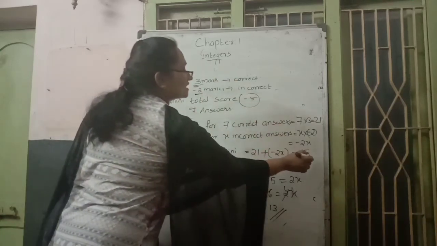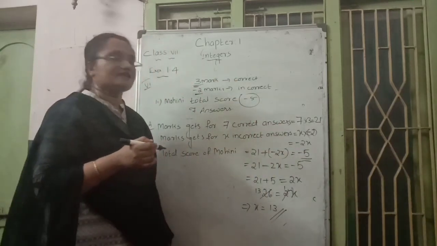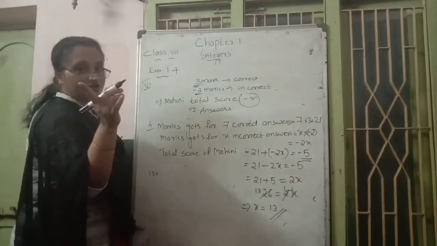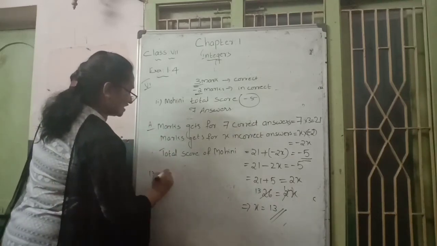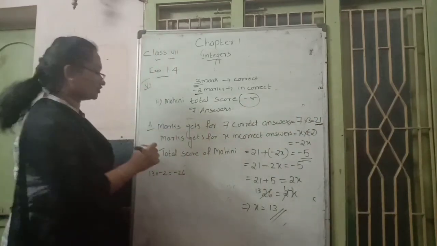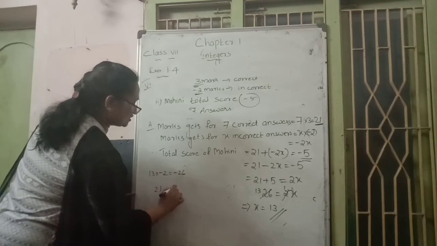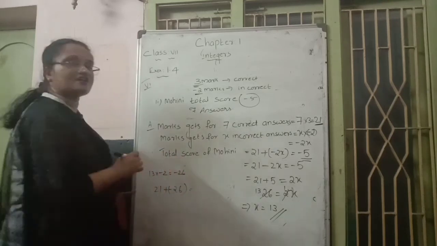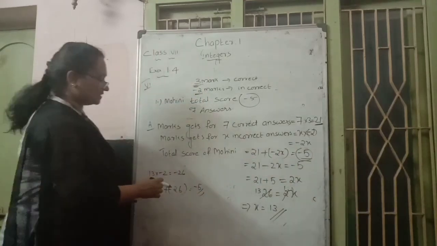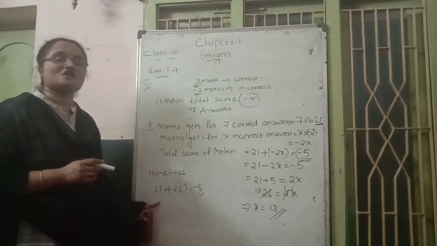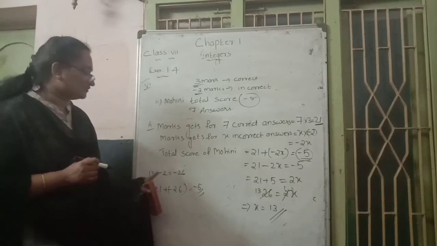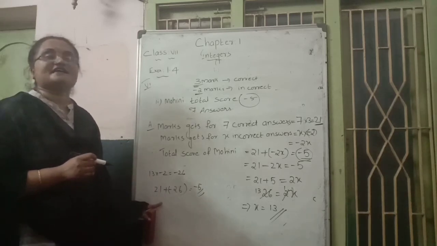That's why her score becomes minus 5. With 13 questions wrong, each question is awarded minus 2 marks, so 13 twos give minus 26. The correct answers give 21, so 21 plus minus 26 gives her total score of minus 5. That's why her total score is negative. I hope you understand this. She made a mistake in 13 questions. Verification is done in this way. I hope you understand this question.